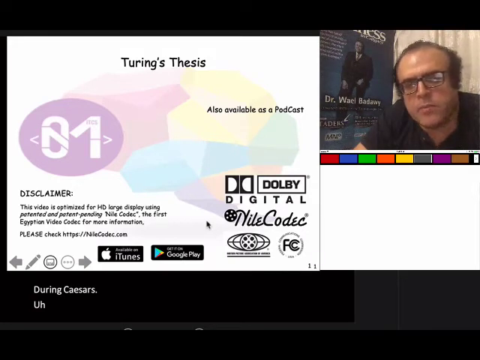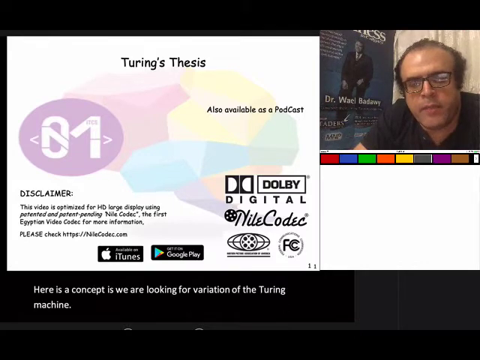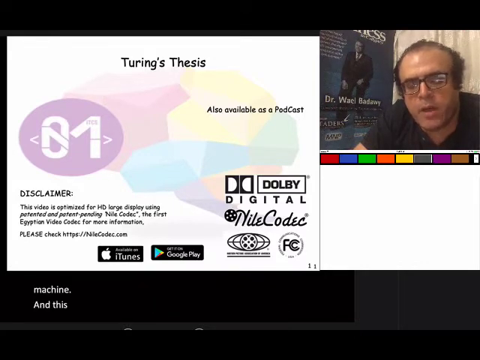Here is the concept: we are looking for variations of the Turing machine, and these Turing machines are a special set of machines, as we learned before.